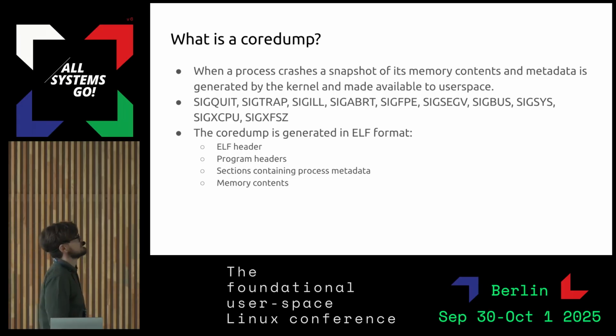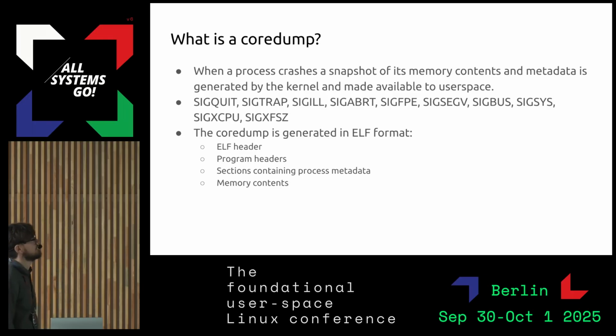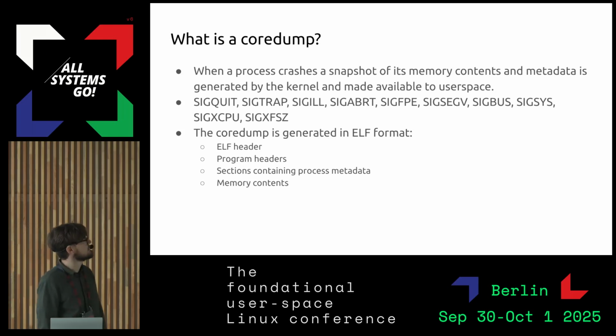It's when a process crashes, a snapshot of its memory contents and metadata is generated by the kernel, and then it's made available to userspace. It can be triggered by a bunch of different signals, and the coredump is generated in ELF format, probably a historical artifact. ELF header, program headers, sections containing process metadata, and then the memory contents, which is probably what most of you are most interested in. And it obviously allows you to do post-mortem analysis when your process unexpectedly crashes.